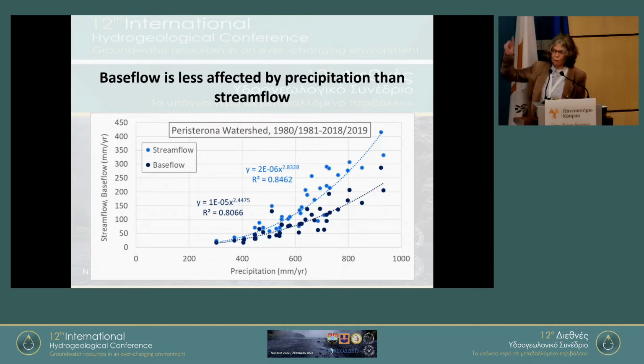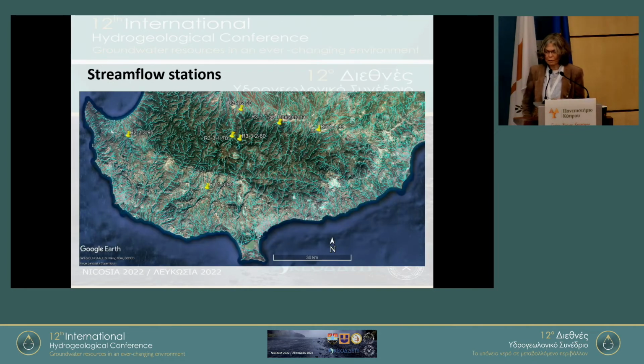The stream flow is, of course, the one on top, and we see that it has a much stronger signal with the precipitation, so it is much more strongly related to precipitation than the base flow. So when we consider precipitation variability and climate change, we see that the base flow is a much more stable component than stream flow. So this is also the importance of base flow we need for the future.